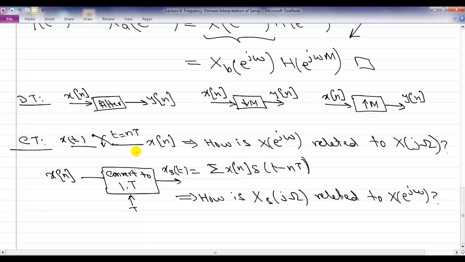So what we are going to do is study first how does sampling, and by sampling now I just mean this pointwise sampling, closing the switch. How does pointwise sampling affect the frequencies?